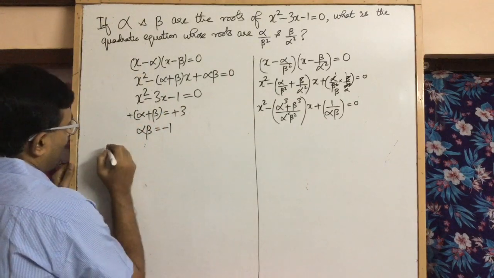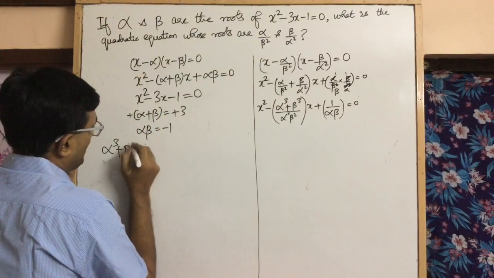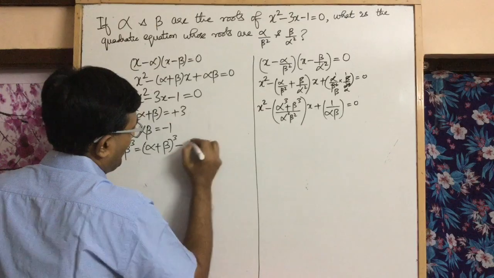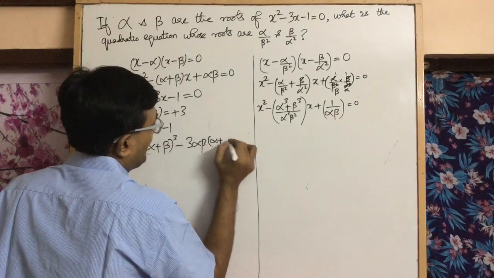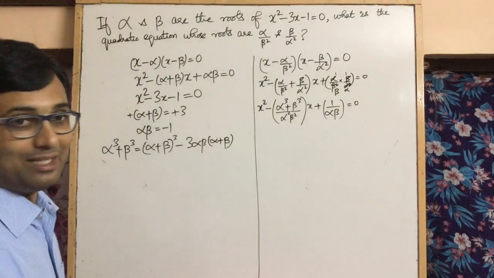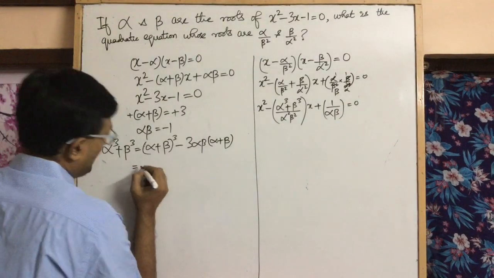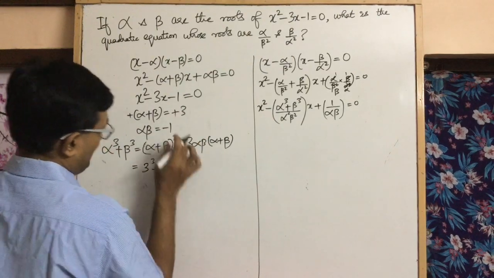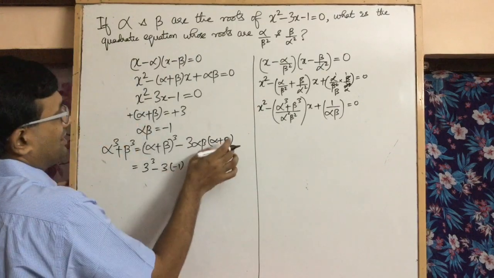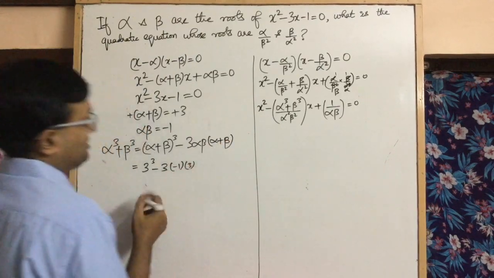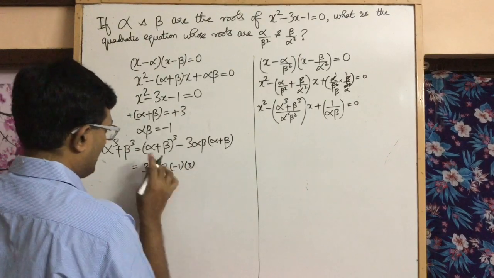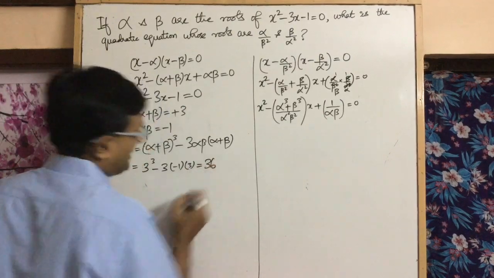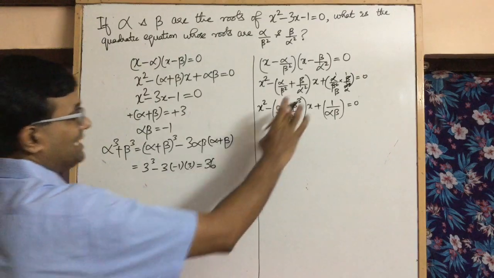Right? Now from the fundamental principles of algebra, we know that alpha cube plus beta cube can be written as alpha plus beta the whole cube minus 3 alpha beta times alpha plus beta. Okay? So we know alpha plus beta here, so this would be 3 cube minus 3 times alpha beta, which is minus 1, into alpha plus beta, which is 3. So this is going to be 3 cube is 27 plus 9, which is 36.